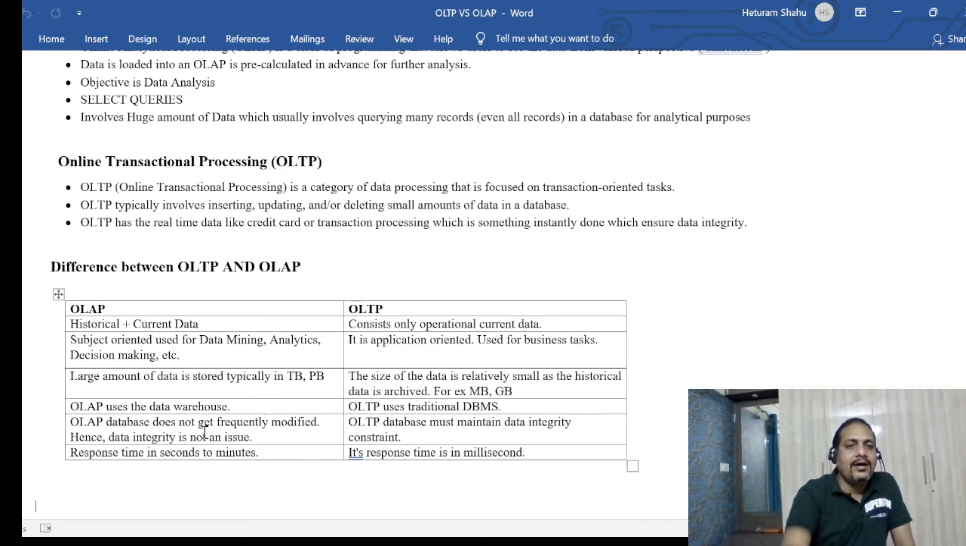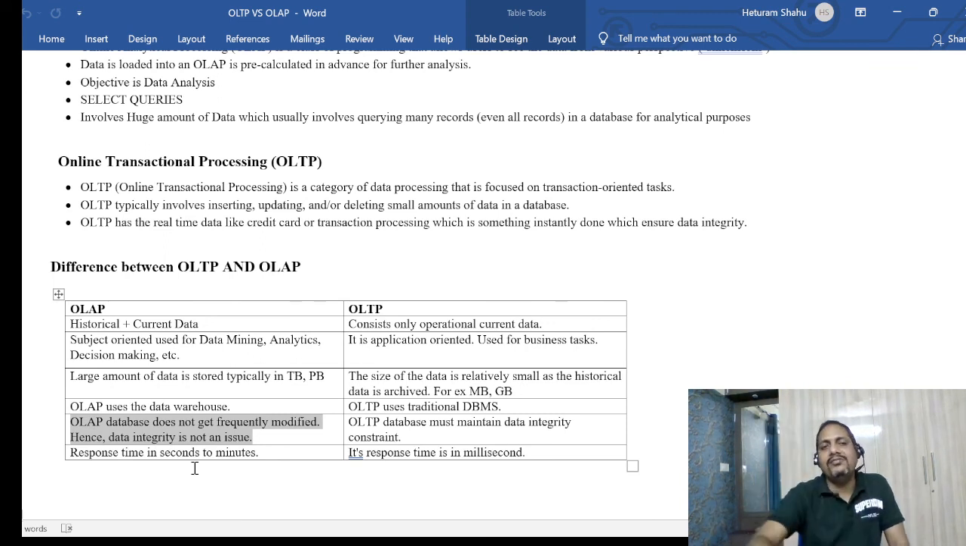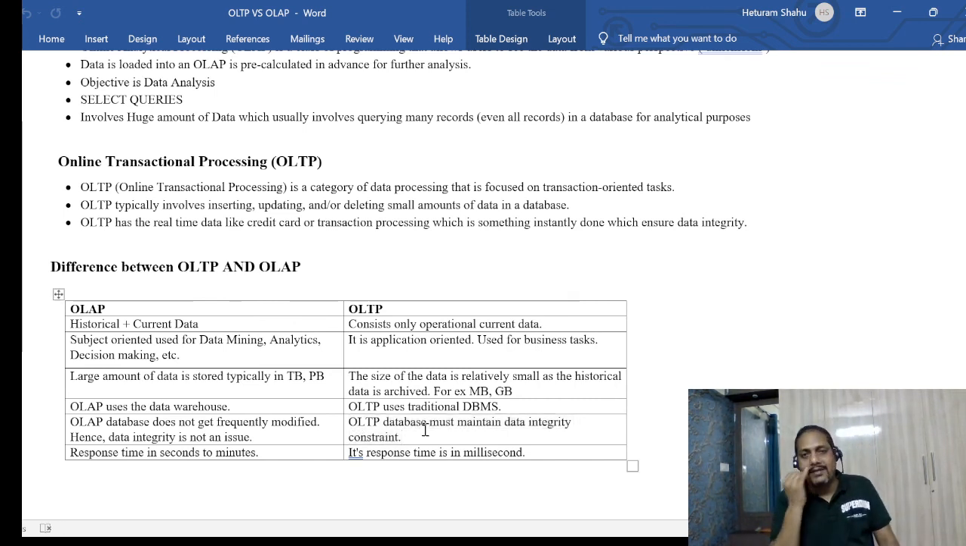Now, the other difference is that the OLAP database does not get frequently modified, because we are not running any update, insert or delete statement here. It is only queries, right, in the data warehouse. Here, in OLTP, the database maintains all data integrity constraints, and there are a lot of update, insert and delete operations happening on the OLTP system because this is the business or production system.